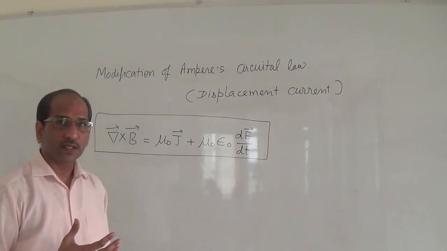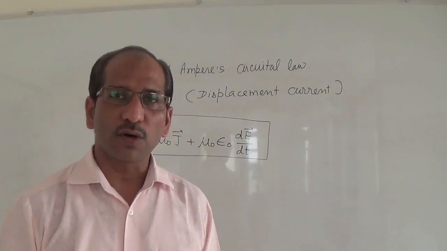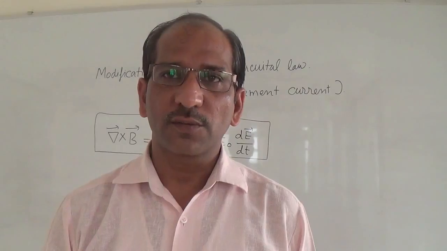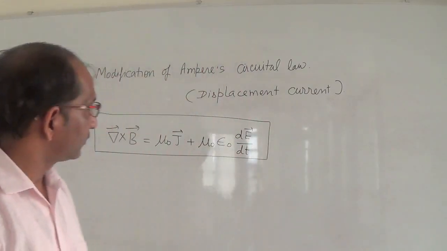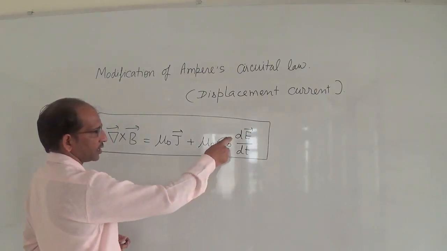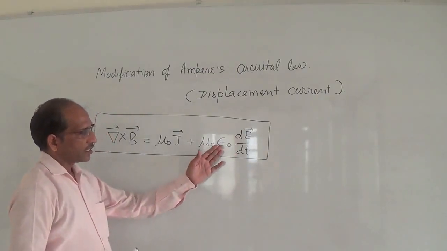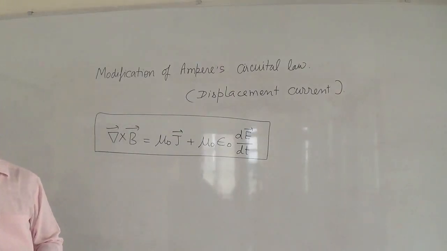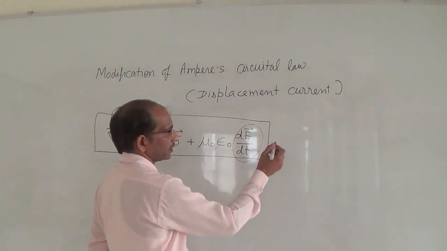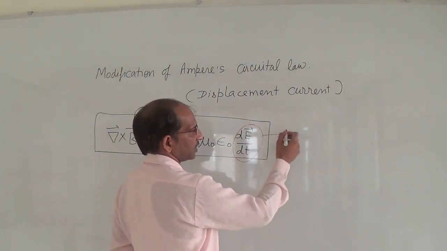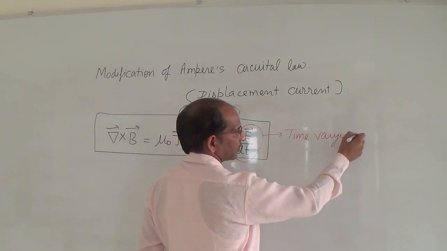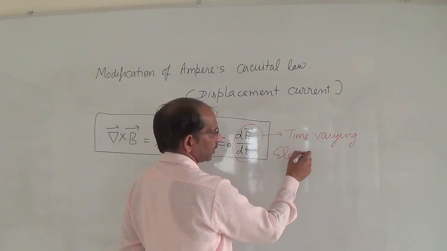So what is the nature and what is the form of displacement current? This is the point right now after deriving the result for the displacement current. So we see here this is mu naught epsilon naught dE upon dt, and dE upon dt, as I mentioned earlier, represents the time varying electric field.